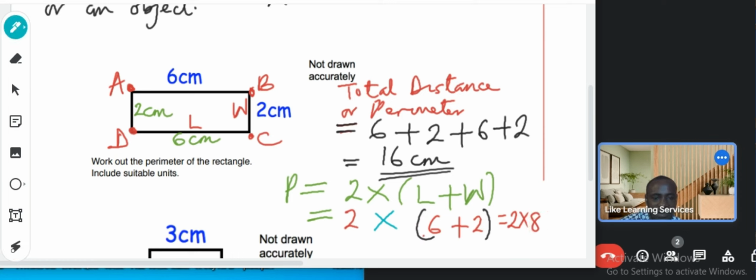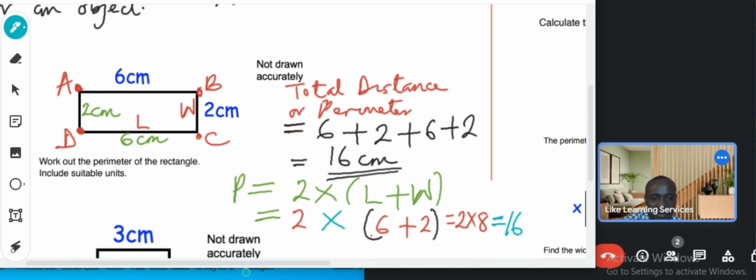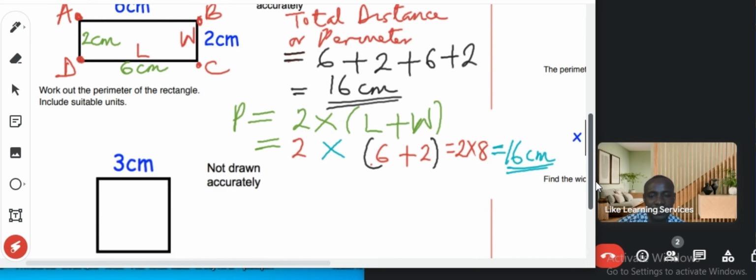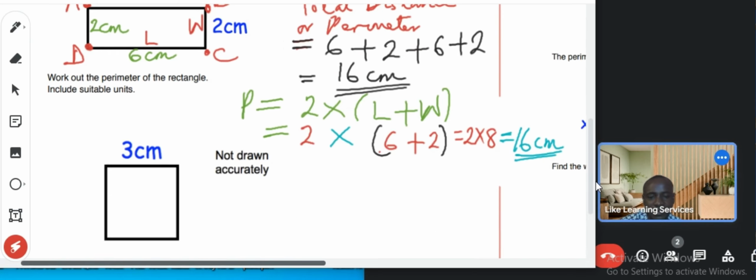2 times 8 is 16. Is it not the answer we got earlier? Is the answer we got earlier. So any method you use, you will get the same answer. Okay? Now look at this one.